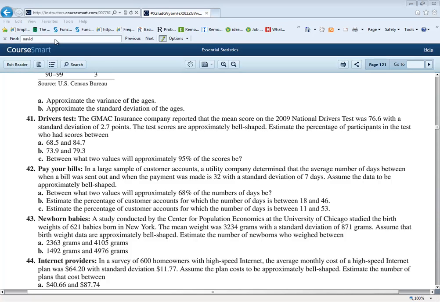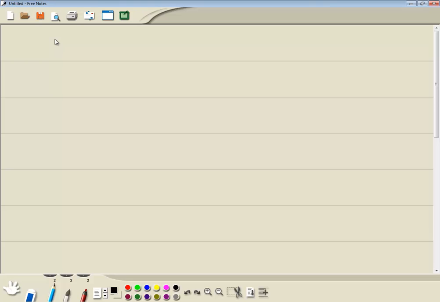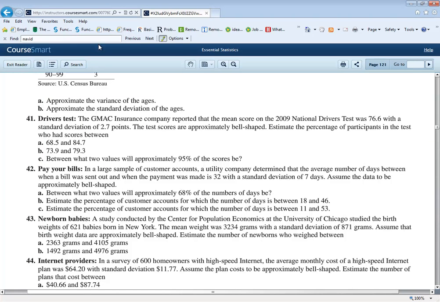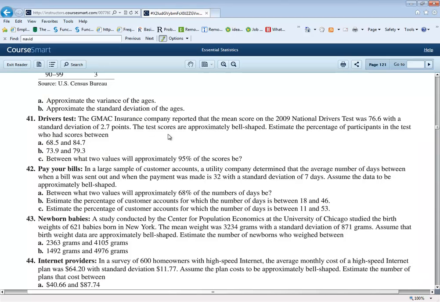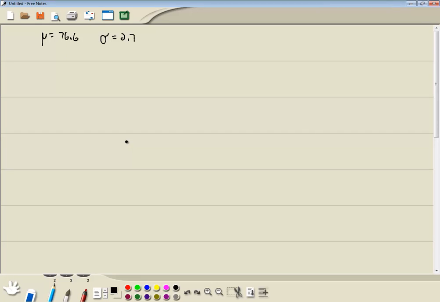See, the GMAC Insurance Company reported the mean score was 76.6 with the standard deviation 2.7. Test scores are approximately bell-shaped. Estimate the percentage of participants in the test. Okay. Well, first off, we've got to build our distribution.